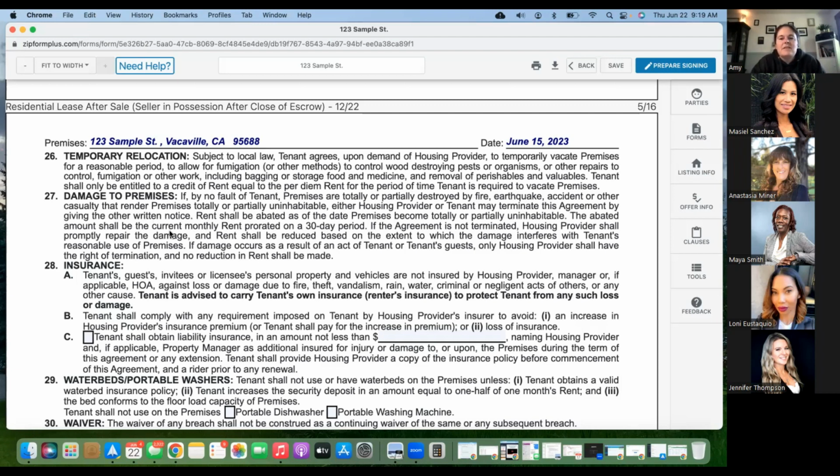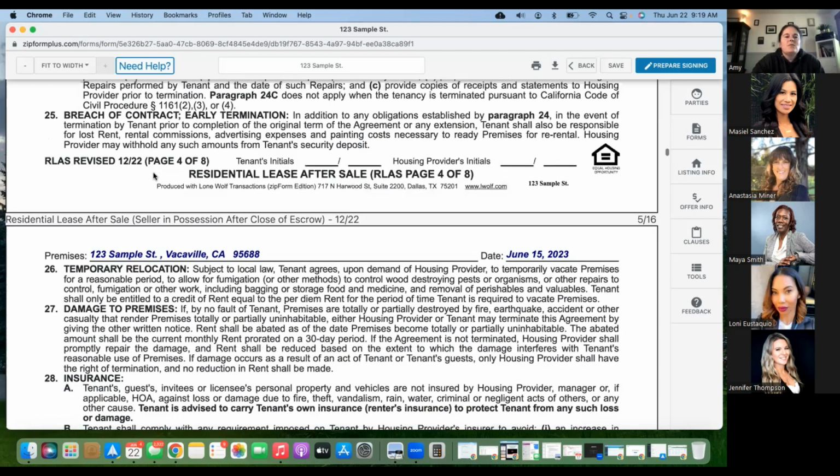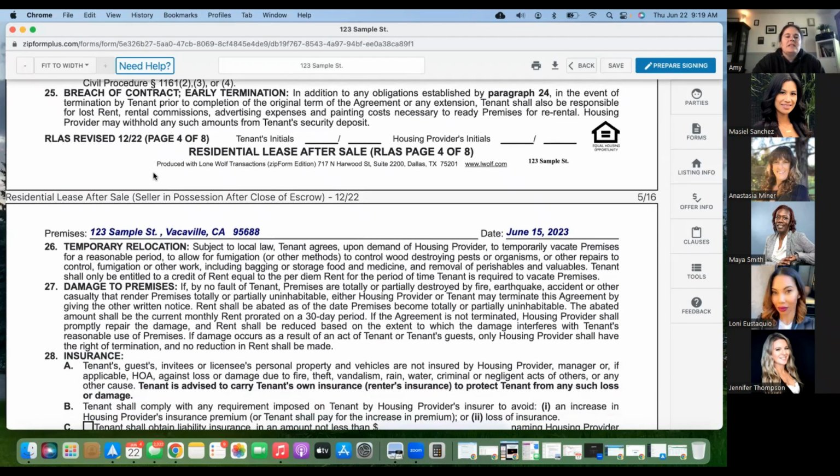If the agreement is not terminated, housing provider shall promptly repair the damage, and rent shall be reduced based on the extent to which the damage interferes with the tenant's reasonable use of premise. If damage occurs as a result of an act of the tenant or tenant's guests, only housing provider shall have the right of termination, and no reduction in rent shall be made. Any questions about 25, 26, or 27? Breach of contract, temporary relocation, or damage?